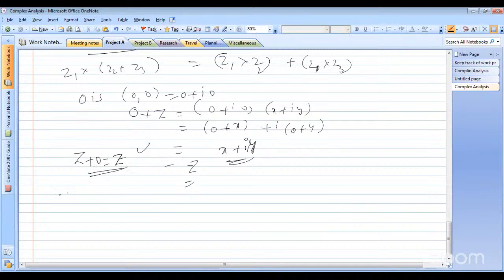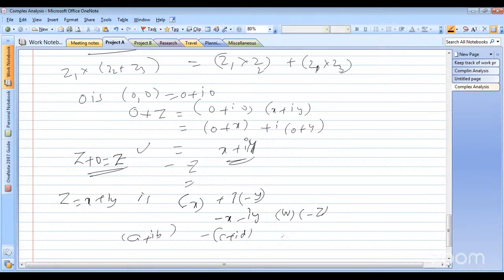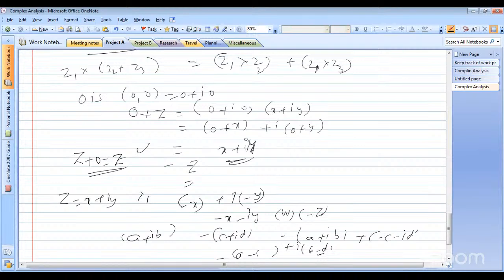The additive inverse of z equal to x plus iy means the negative, therefore minus x plus i of minus y, which can be written as minus x minus iy, or minus z. As with the real numbers, we can define the difference of complex numbers: (a plus ib) minus (c plus id). Therefore we write a plus ib plus (minus c minus id), so we can write (a minus c) plus i into (b minus d). We are writing this one.